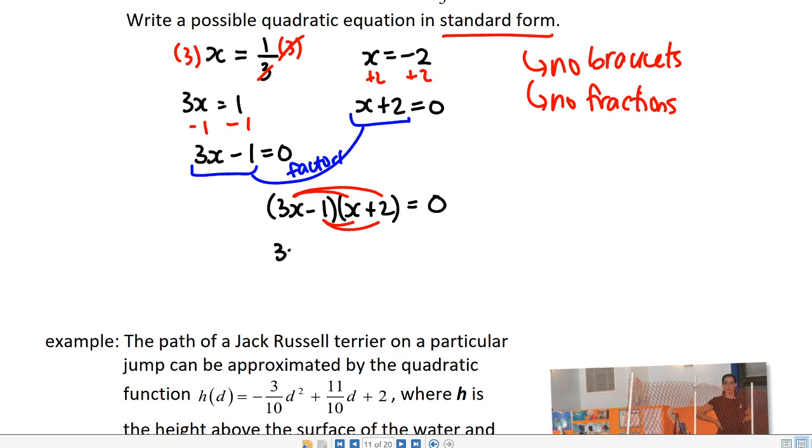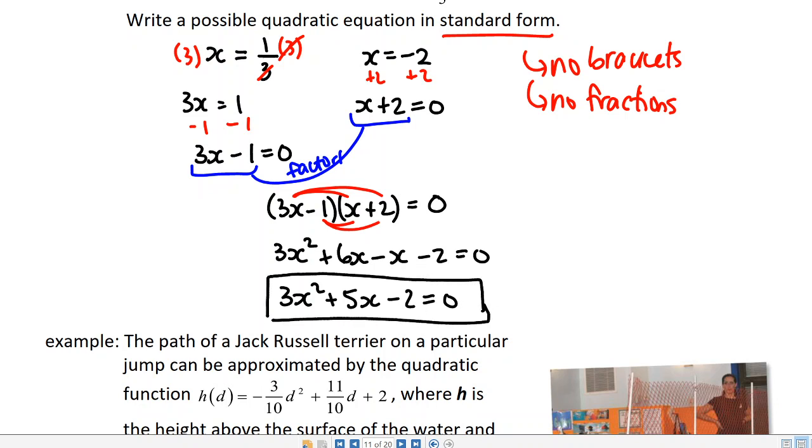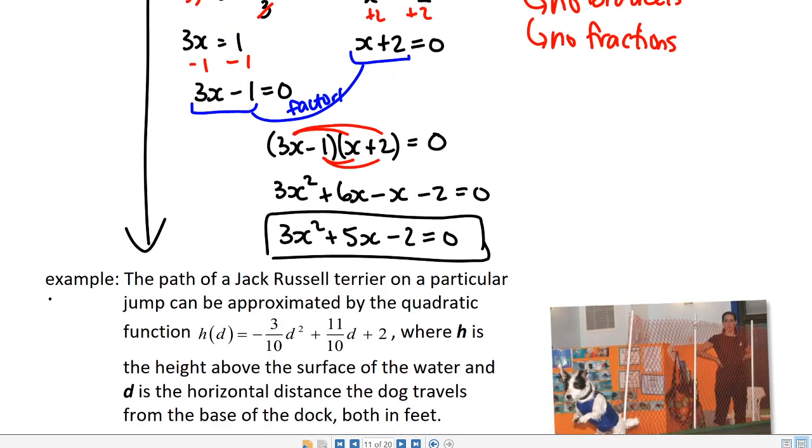So we end up with 3x squared plus 6x minus x minus 2. And then we can combine like terms to get 3x squared plus 5x minus 2 equals 0. And then this is our standard form equation there. Okay, so essentially what happens is normally we're used to going this way. We start with the equation and we solve. If we're given the roots and we're asked to find the equation, we're just working backwards. Okay, so that's one type of question you can expect to see.